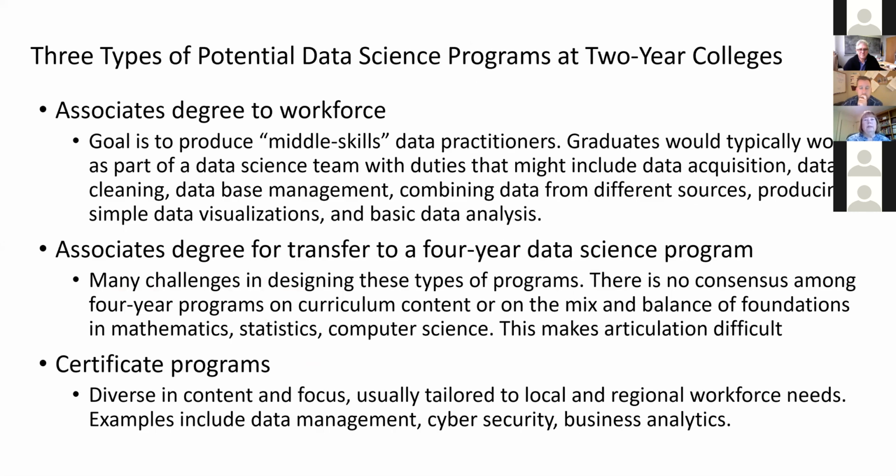During the course of the summit, we identified three different possible types of programs that two-year colleges might want to consider. The programs that we ended up focusing our discussion on were the ones that you see here on this slide. The first one that we looked at was the idea of developing a program that would be an associate's degree, a two-year college degree, designed for people that wanted to go directly from the two-year college into the workforce.